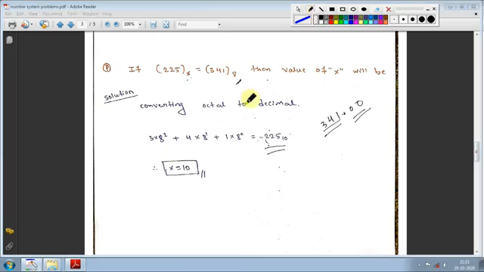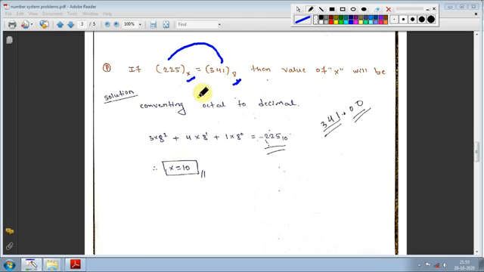If 225 to the base x is equal to 341 to the base 8, then the value of x will be. So see how they are given now. They have given the equivalent number conversion, but they have not given the bases here. So one base is given and two numbers are given. We need to find out the second base. Okay, so what will be the base value for this one?